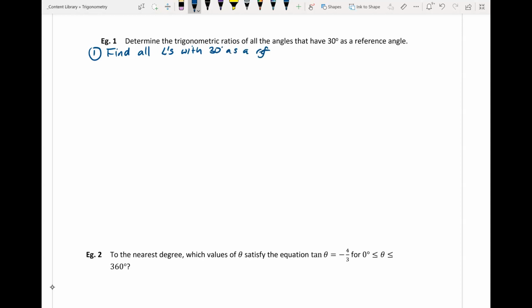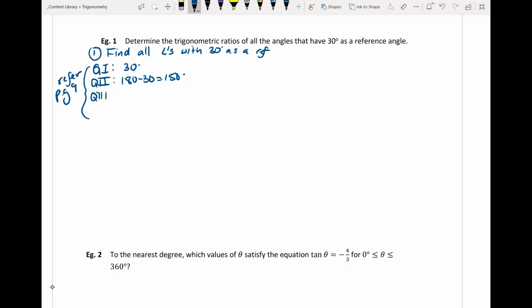So I'm going to consider each quadrant then. So in quadrant 1, it's going to be 30 because it's an angle between 0 and 90 degrees. For quadrant 2, this has to be an angle between 90 and 180 degrees. And to find an angle in quadrant 2, it's going to be 180 minus the reference angle, which is 150. And if you forgot about all these rules, refer back to page 9, because that's where we stated all of them.